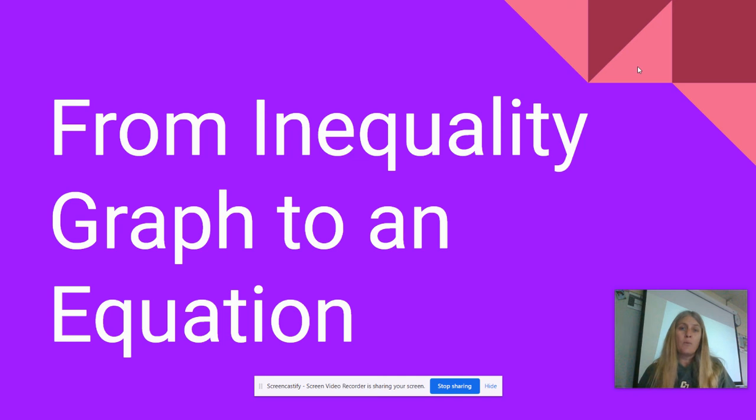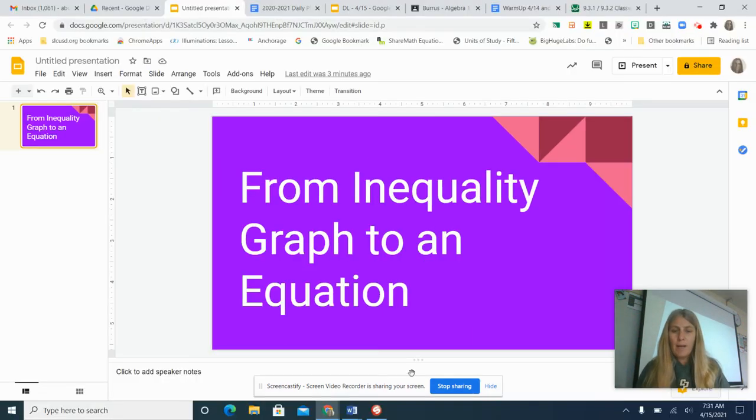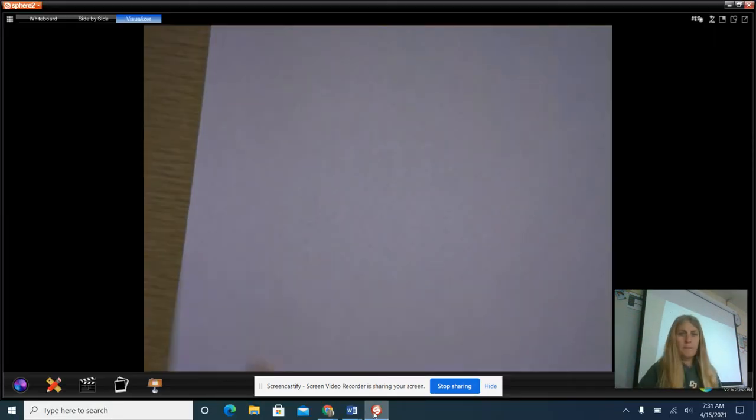We then looked to see which side of our coordinate grid we would graph. If it was greater than, we graphed above the line. If it was less than, we graphed below the line. Today we're going to be doing the reverse of that. We're going to go ahead and take a look at a graph, and we're going to write that inequality from looking at that graph. Once again, this is kind of a throwback to our linear equations chapter. So let's go ahead and jump on in.